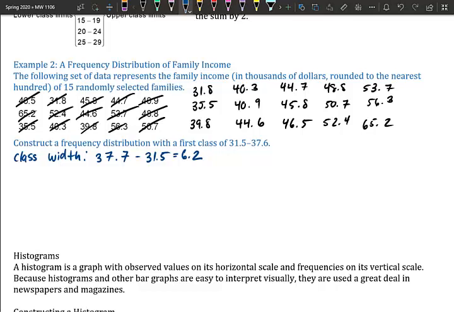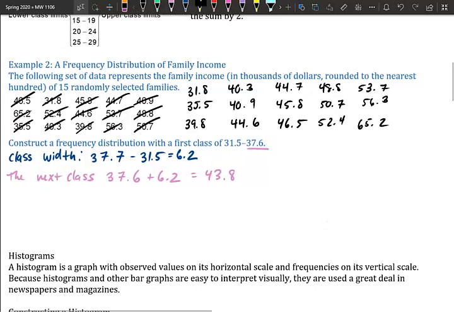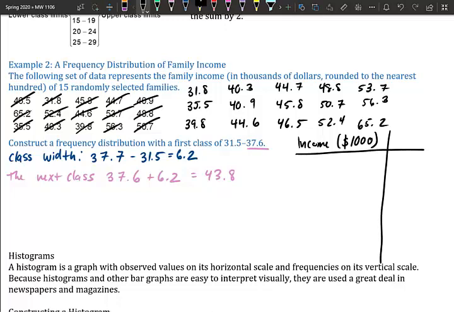So we can actually find the next class. So the next class is going to be 37.6 plus 6.2, and we get 43.8. And then to find the next class after that, we just keep adding 6.2. So let's actually make our frequency distribution. We have income, and income is based on how many thousands of dollars you make. And then we have number of families.